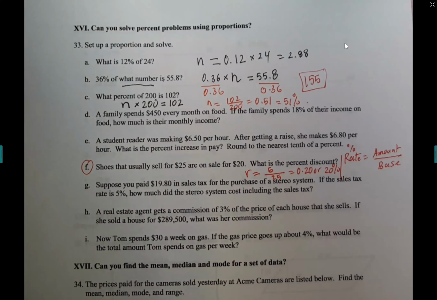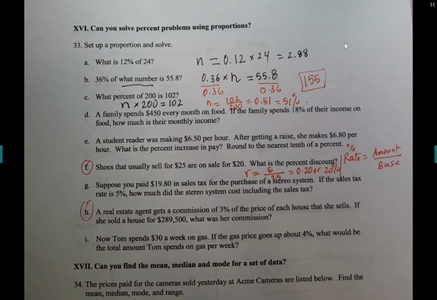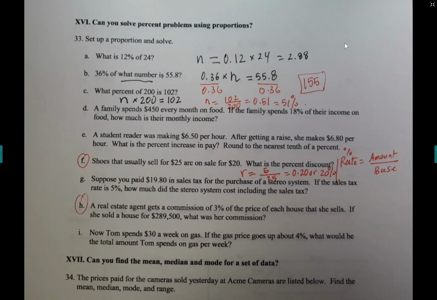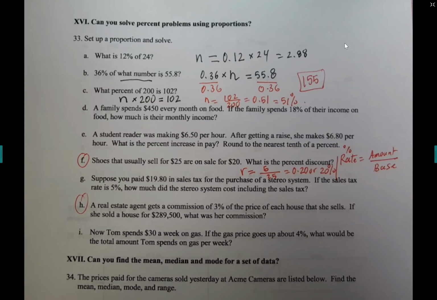Okay. H, a real estate agent gets a commission of 3% of the price of each house he sells. If he sold a house for 289,500, what's the commission? How would you do that? That should be an easy question, guys. So, let's say you're a realtor, you sell a house for 289,000 and your commission is 3%. How do you figure out how much money you'd be making?